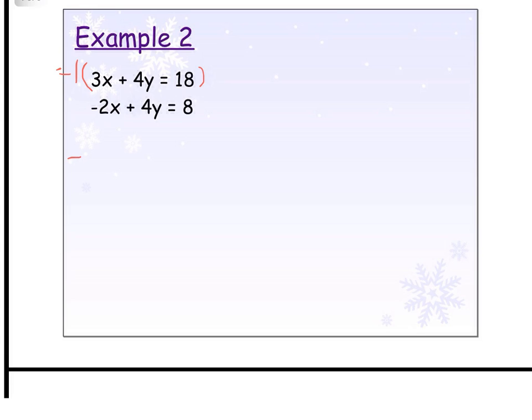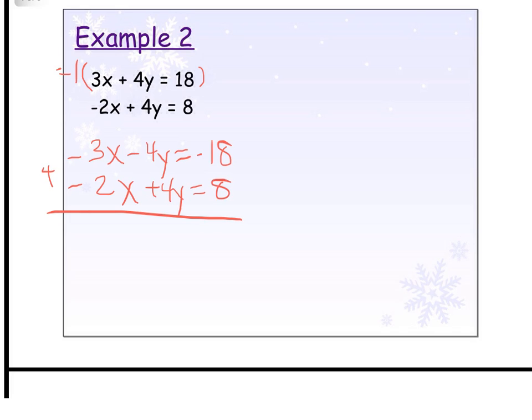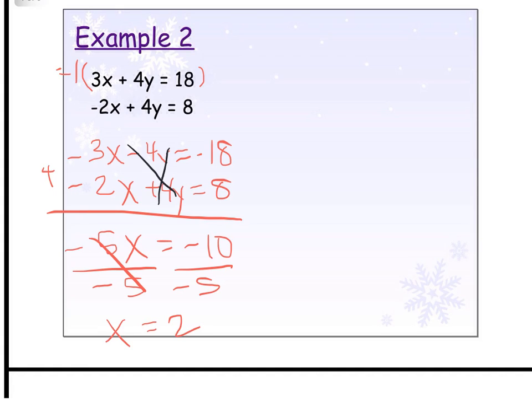So that top equation becomes negative 3x minus 4y is equal to negative 18. My bottom equation did not change, so negative 2x plus 4y is equal to 8. Now I have a positive 4y and a negative 4y. That way when I add these two equations, it'll cancel. So negative 3x minus 2x, negative 5x. Negative 4y plus 4y, those cancel. Negative 18 plus 8 is negative 10. And now I can solve. I have negative 5x is equal to negative 10. Divide by negative 5. And x is equal to 2.